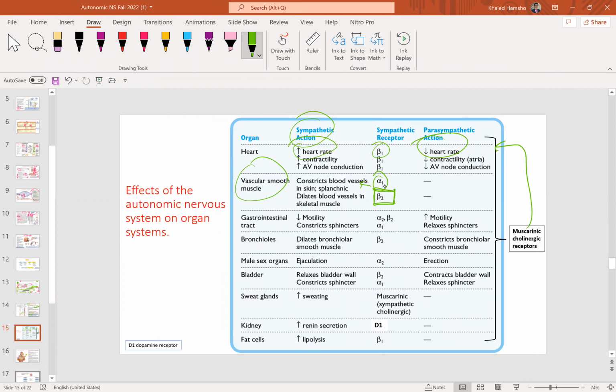Okay. So it's also in the blood vessels and the airway, but it's specifically just in skeletal muscle. But I don't think you need to know that detail. It's very detailed there. In general, the main idea is whatever sympathetic does, parasympathetic does the opposite through muscarinic receptors. If you notice over here, sweat glands, for sweating, it's through the muscarinic cholinergic receptor for sympathetic.